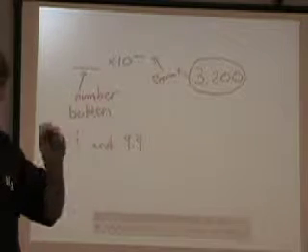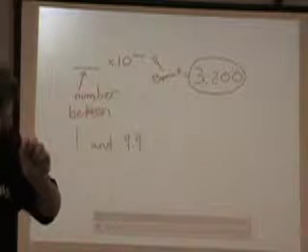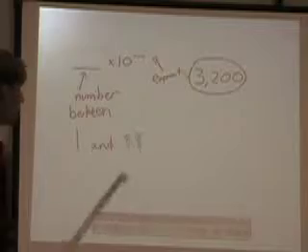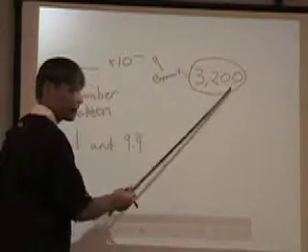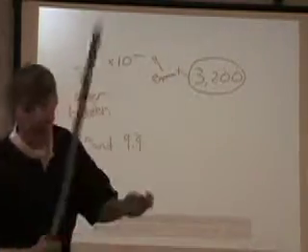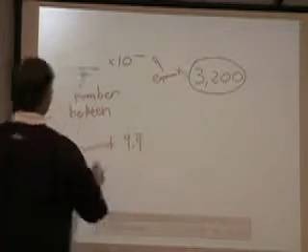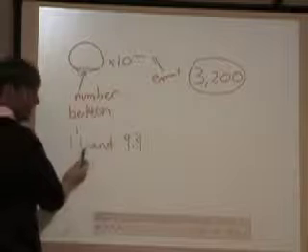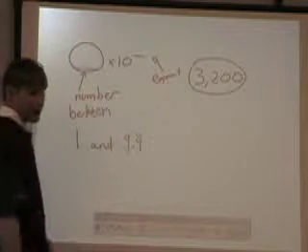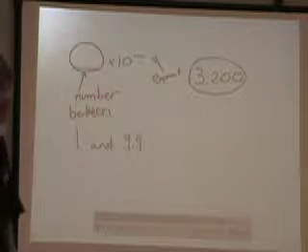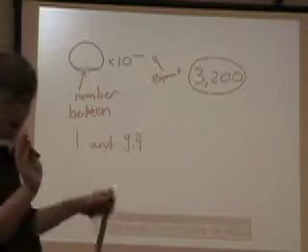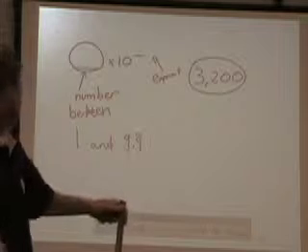Now, if the number is small, less than 1, the exponent will be negative. Well, is this number less than 1? No, so the exponent will be a positive. Okay. Now, the number you placed right here must be between 1 and 9.9. Did you hear that? It can't be less than 1. It can't be greater than 9.9. So I can't put 10, 11, 12. I can't put 30, I can't put that.